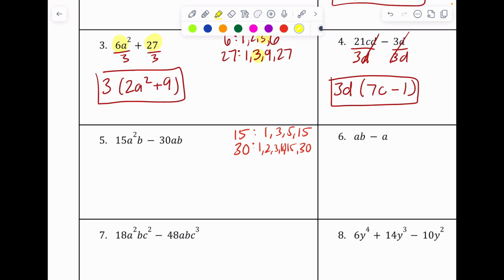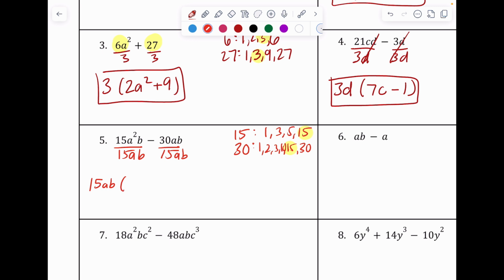This would be 15. So I can factor out a 15 here and a 15 here. But if you look, I also have a squared, a, and b. I could factor out an a, and a b. Okay, so I'm factoring out 15ab because they both have at least one a and at least one b.